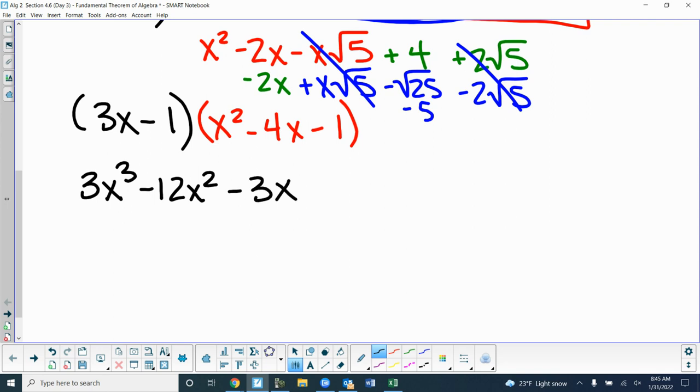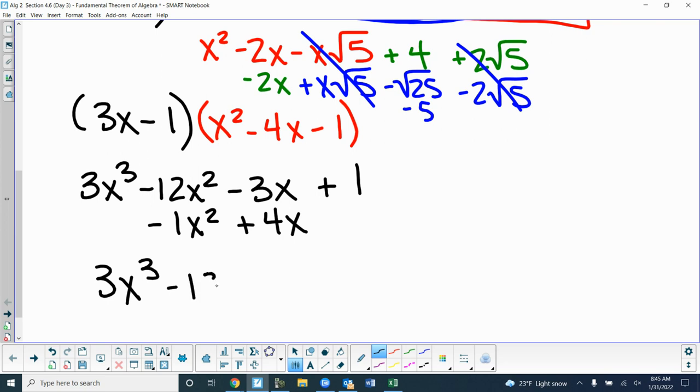Then negative 1 times x squared is negative 1x squared. Negative 1 times negative 4x is a positive 4x. Negative 1 times negative 1 is a positive 1. So our answer, our polynomial with those 3 zeros that you were given is 3x cubed minus 13x squared plus 1x plus 1.